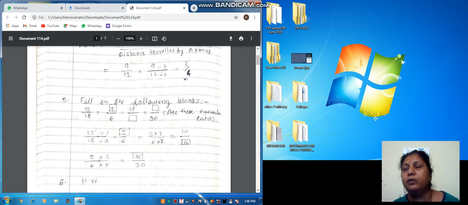Now next, here we get denominator 10. See here it is 5 upon 6. If we multiply 5 by 2 we get 10. So let's multiply the denominator by 2, we get 12. So it should be 10 upon 12. Now the third one, 5 upon 6. Here we get denominator 30. If we multiply 6 by 5 we get 30. So let's multiply 5 by 5, we get 25. So these are the numbers we get in the equivalent ratio.